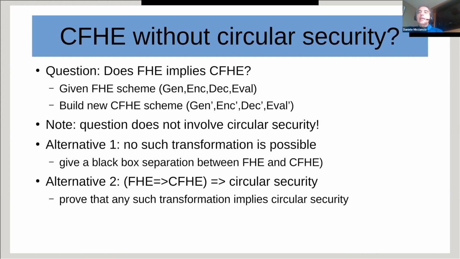Another possibility is to show that the only way to do this transformation is to use circular security in some technical sense. In particular, is it possible to show that if there is a generic transformation from FHE to composable FHE, then necessarily you can also build FHE schemes which are circular secure? And that would again provide some understanding of why after 10, 12, 13 years since the first FHE scheme, we are still making these circular security assumptions.